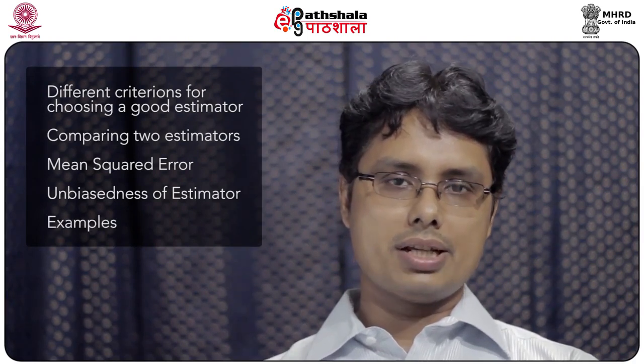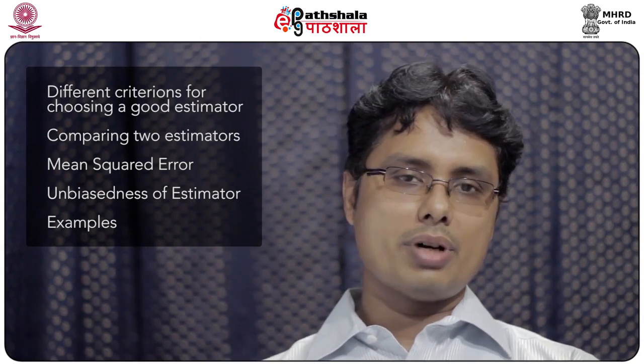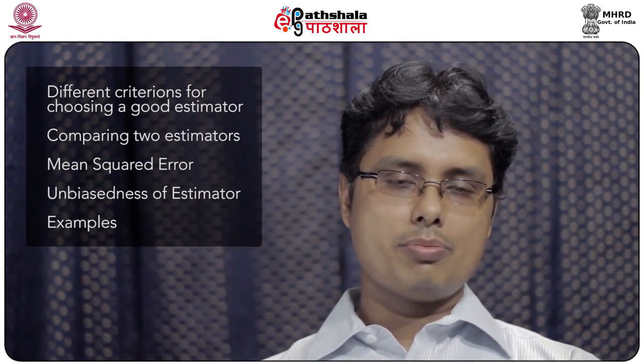Firstly, we shall discuss how one can compare two estimators on the basis of their closeness around the unknown parametric function. Next, we shall introduce the idea of the mean squared error of an estimator. Then we shall discuss the idea of unbiasedness of an estimator. Finally, we give some examples where we see that the MSE of a biased estimator may be smaller than that of an unbiased estimator.